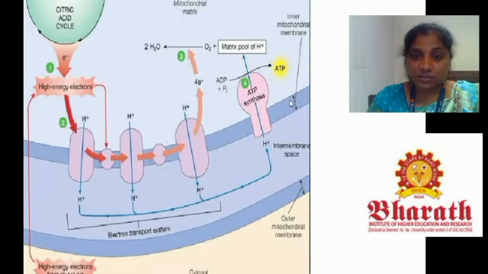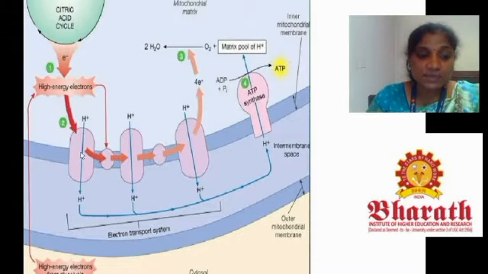So this is the inner mitochondrial membrane and this one is the outer mitochondrial membrane. During the electron transport system, the high energy electrons released from the citric acid cycle move along one component after another, from a region of higher concentration to lower concentration. As the electrons move, H plus ions move across the membrane. Thus it creates a concentration gradient, and this gradient is used to produce ATP.